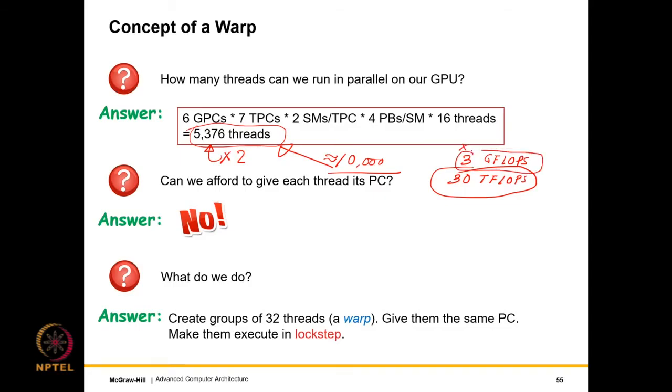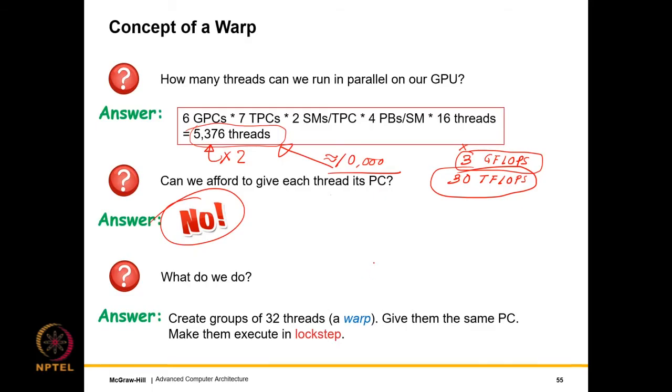So basically, this number that I gave is for a single core, and it's clearly not that simple because multi-core CPUs are also better. But that said and done, the sheer computational throughput that a GPU offers is very large, and it's quite hard to beat that. So the question is, can we afford to give each thread its PC? Can the threads be executing different instructions? The clear answer is no. This would involve too much overhead. So what do we do?